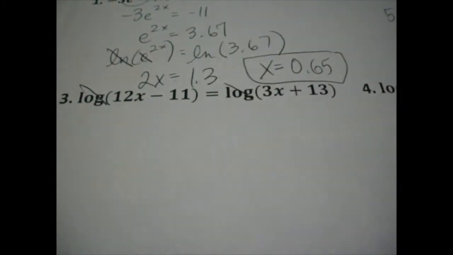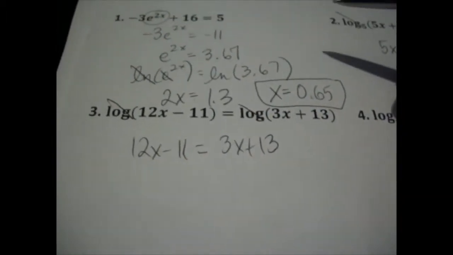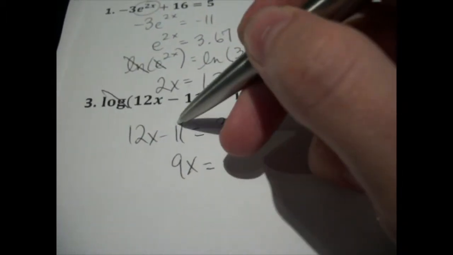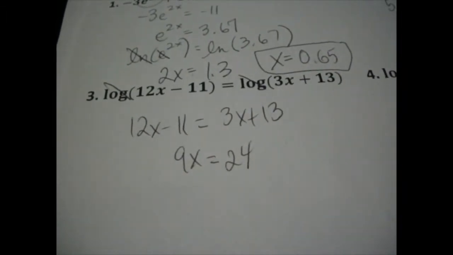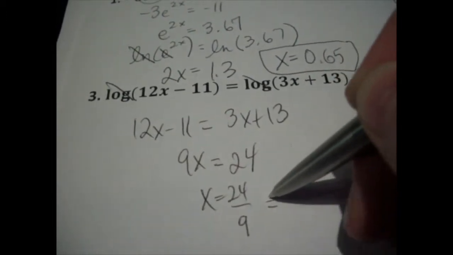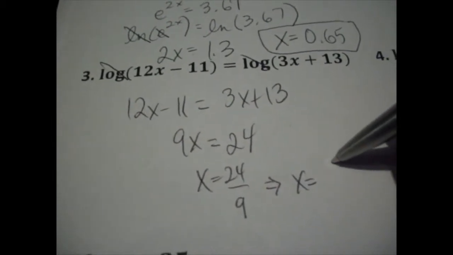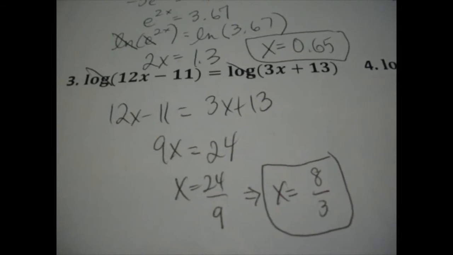Same thing, there is no base, or we know that the base is 10, but those just cancel out. So I have 12x minus 11 equals 3x plus 13. I'm going to subtract 3x from both sides, and I'm also going to add 11 here and here. Divide both sides by 9, so I get that. Again, this can be simplified because those are both multiples of 3. So divide by 3, and I get x equals 8/3.